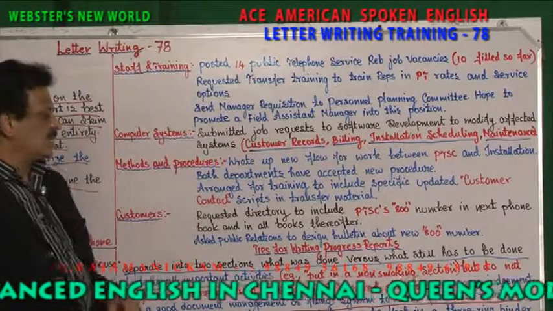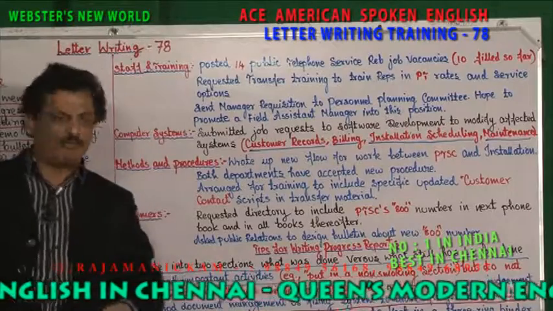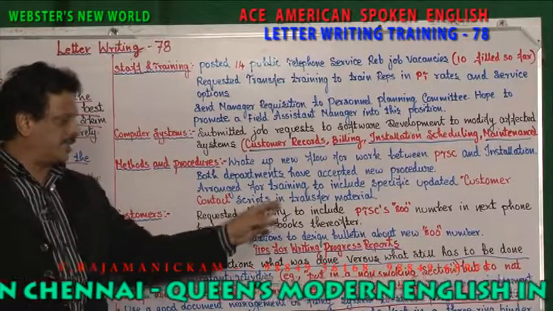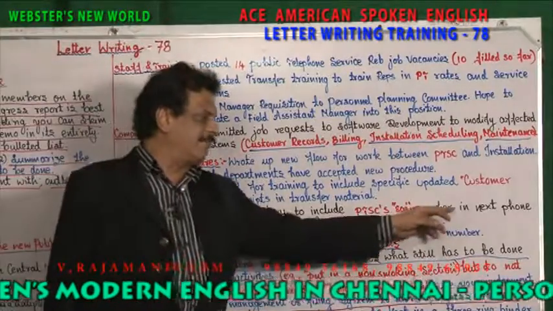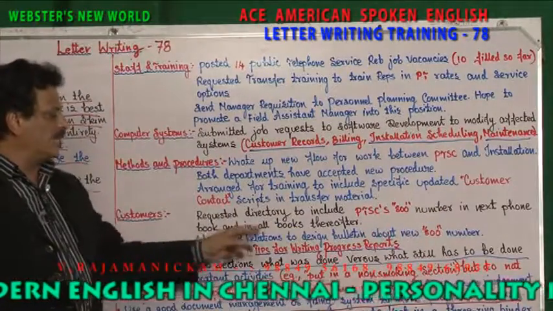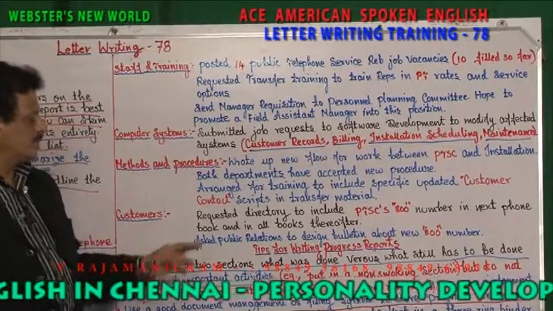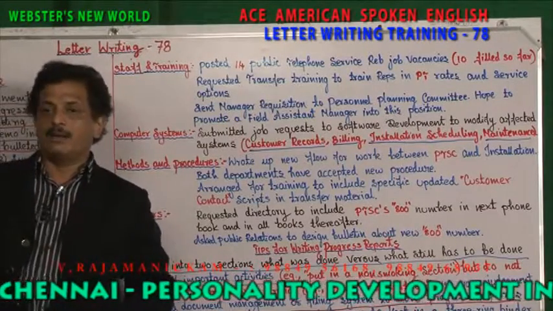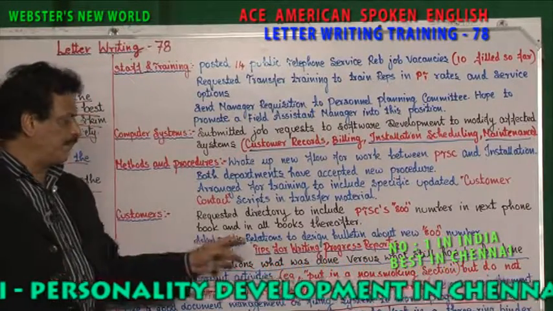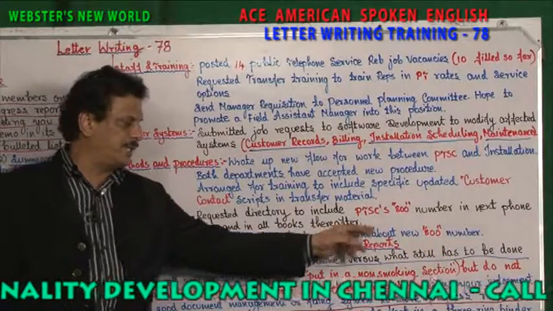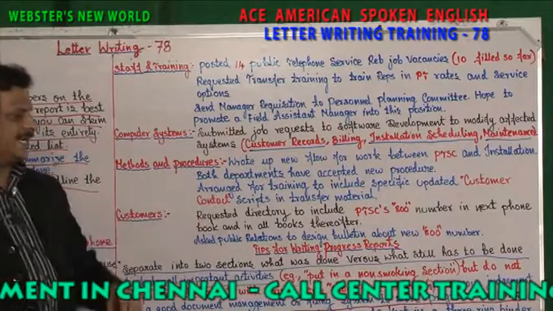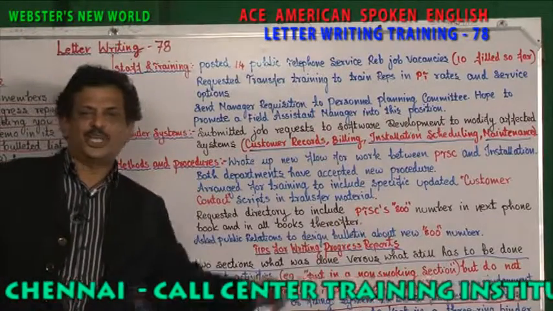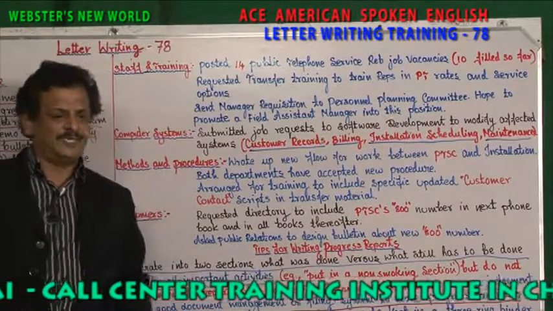So, regarding the customers, what is the progress? Requested directory to include PTC's 800 number in the next phone book and in all books thereafter. So, to include the customer's name and the telephone number. Asked public relations to design a bulletin about the new 800 number. So, the 800 number is a general number of the office, right, sir?